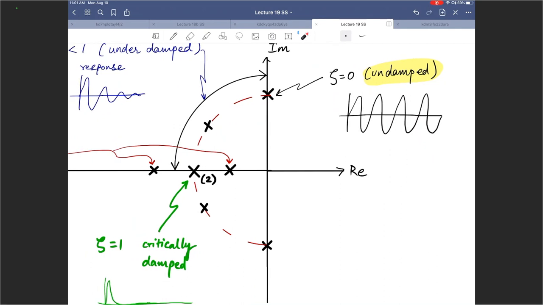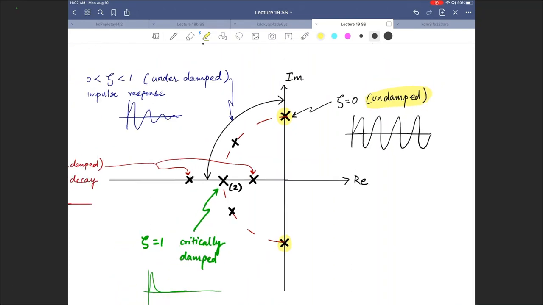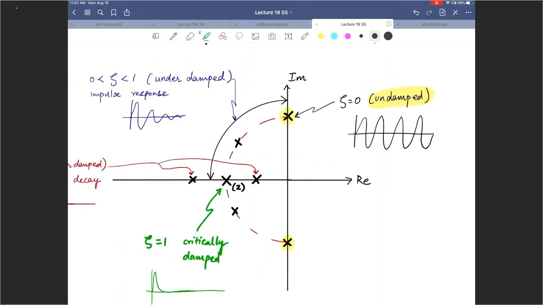Now, when you start increasing zeta, right? So if you have zeta 0, yellow is here and here. The two poles are on the imaginary axis. Now, when you start increasing zeta, you go to an underdamped case. So between 0 and 1, not including 0 and 1, you have an underdamped system.